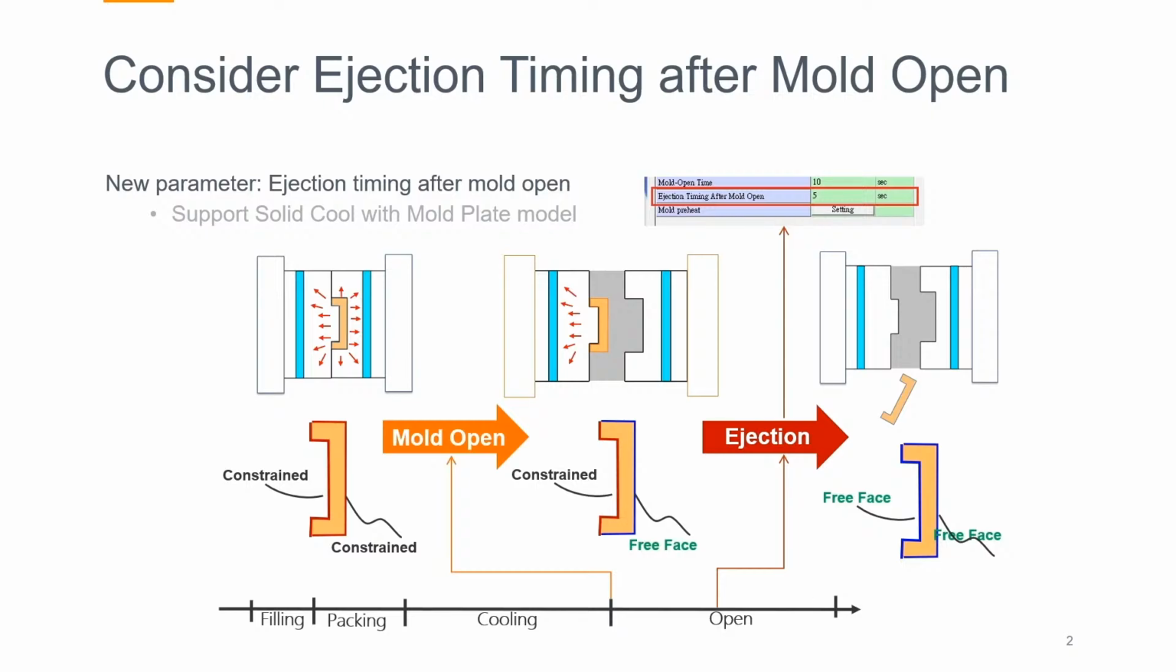So in the simulation, in the old way, we could only simulate the part after EOC. We would assume that the part is placed instantly into the air, so the part is surrounded by the air and we get this kind of heat transfer condition. But in the new feature in 2020, we are able to consider how long the part stays in the mold instead of being ejected right after EOC, because in reality this of course happens. On the right-hand side, you can see the screen-clipped interface where you can set the time after the mold is open until the time the part is ejected from the mold. So let's look at the real example.